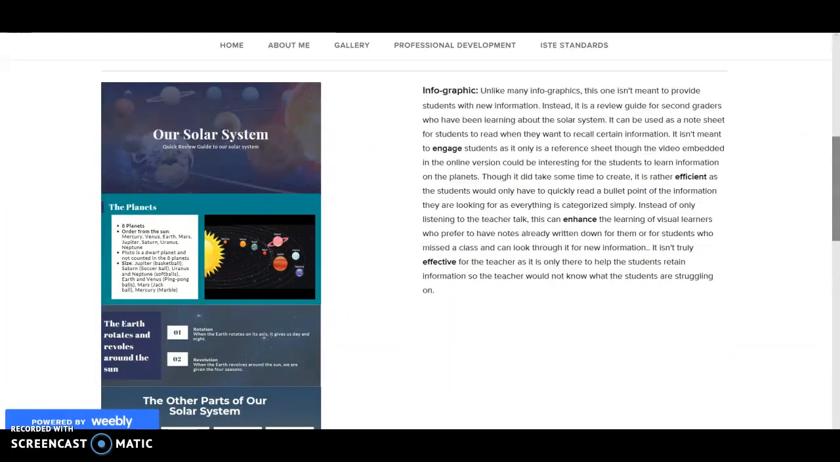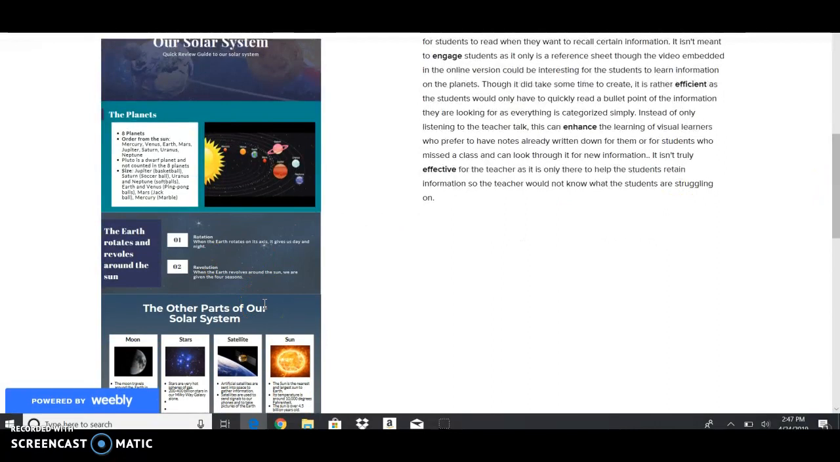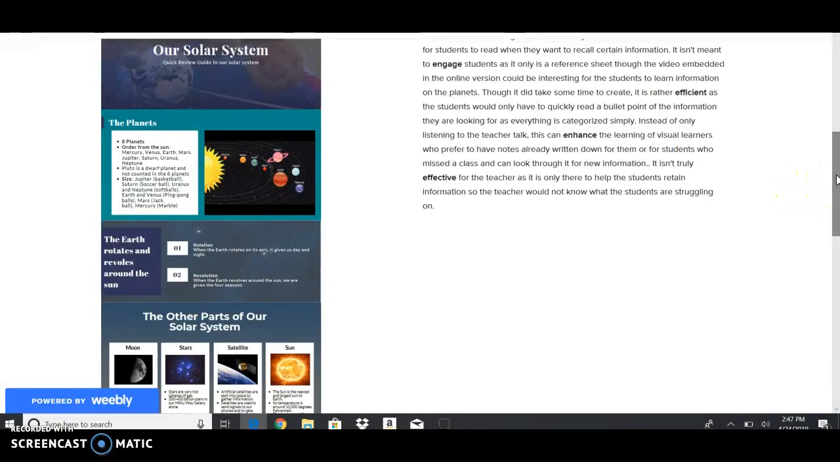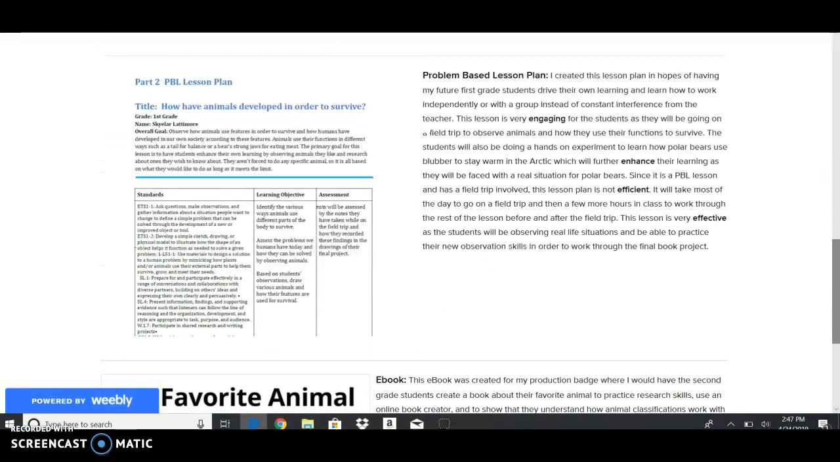My infographic is a quick review guide to our solar system for second graders. It's not necessarily meant to engage students, but it's just there to enhance their learning and to allow different learners to have visuals and different ways, like bullet points and titles. And there's a video here for any student who happened to miss the class or need to review, that they can do that. So I could use any kind of infographic in other subjects as well to help students recall information.